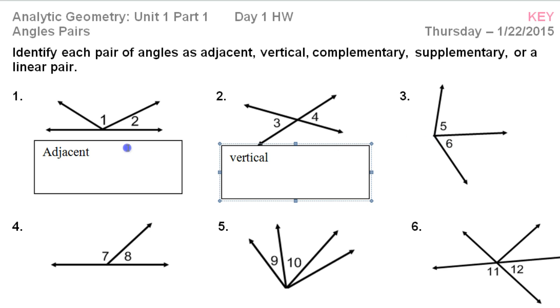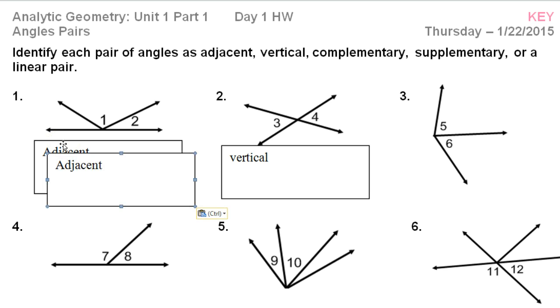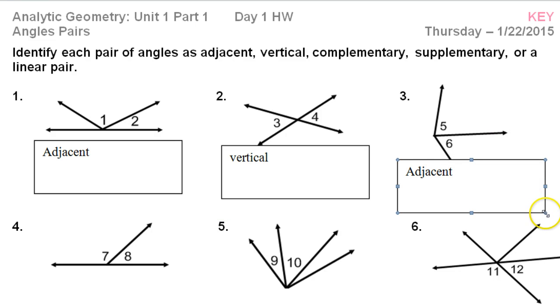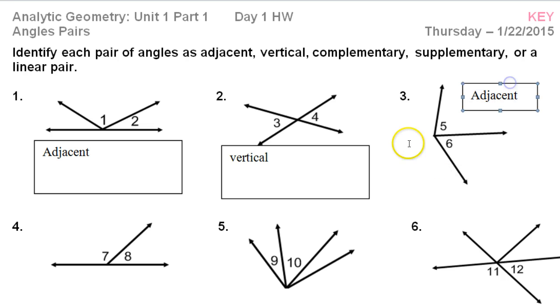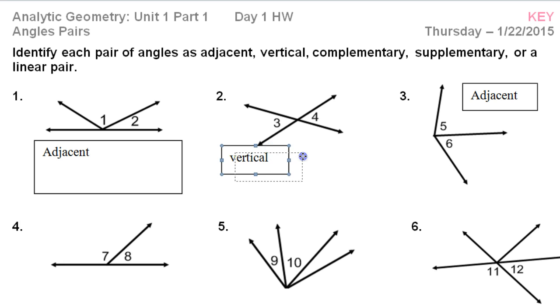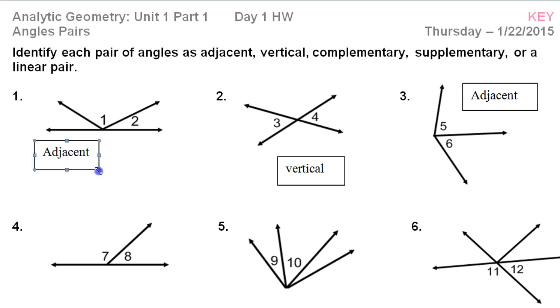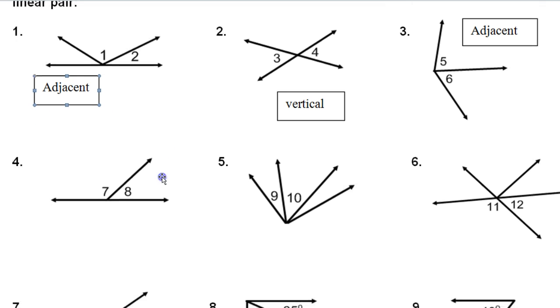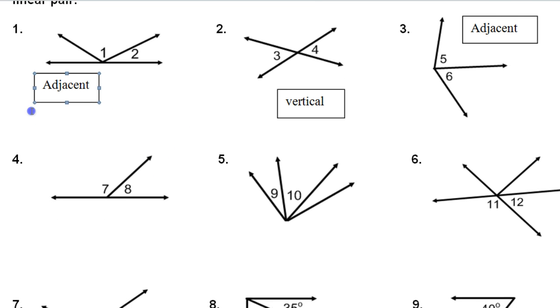Number 3 is going to be the same thing as number 1. Alright, number 3, these two angles, angle 5 and 6, are adjacent. Guess I don't need all this space. Those are adjacent, but that's all we know. They're right next to each other. We don't know any of this other stuff. So, we got nothing.